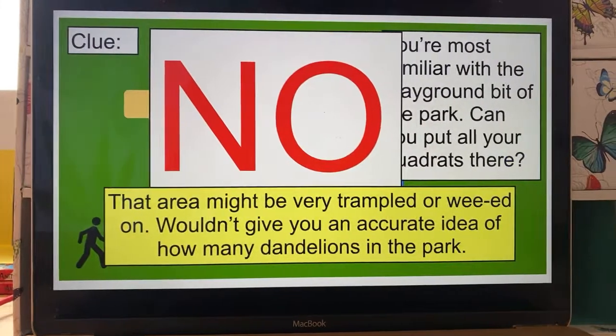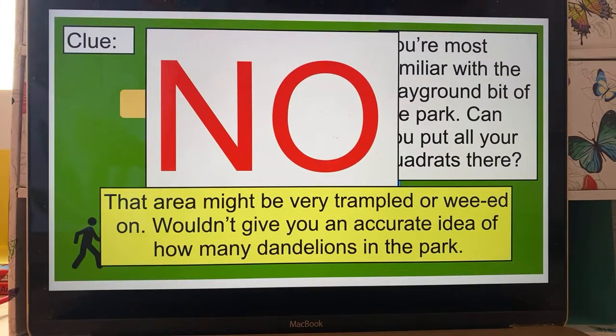Well, the area near the playground might be particularly trampled or weed on if it's a playground that my daughter uses. It would not give you an accurate picture of how many dandelions there were in the park, would it? And even if you put that quadrat where the grass was all lush and where there were loads of dandelions, that still wouldn't be a fair test because there's loads of dandelions there.